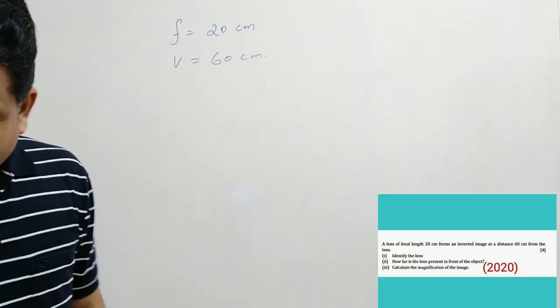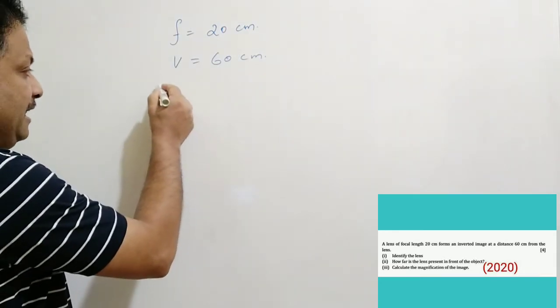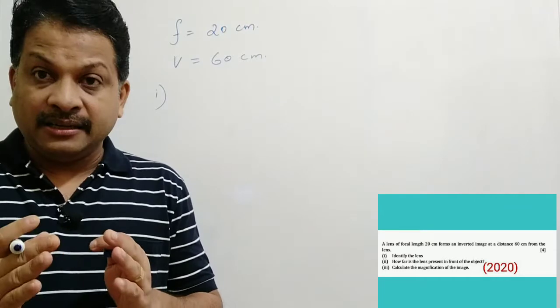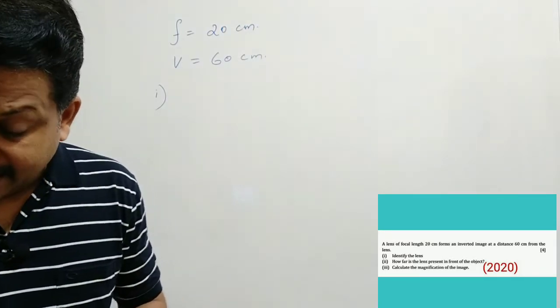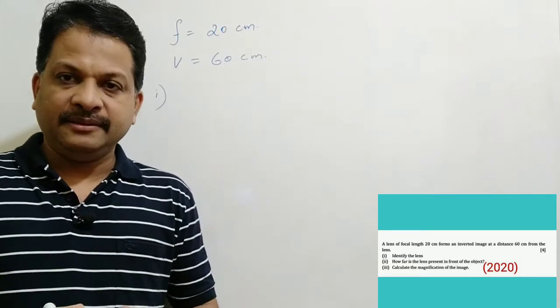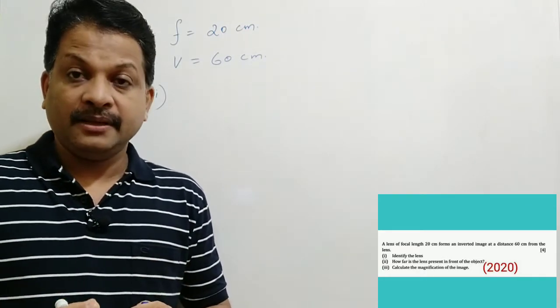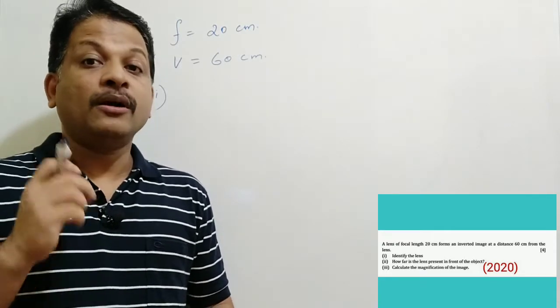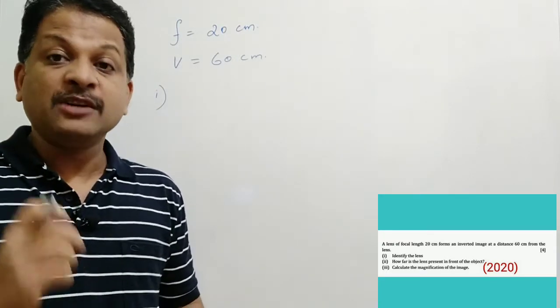The first part of the question is identify the lens. So the answer is there in the question itself. The hint is given. The lens forms an inverted image. Since the image is inverted, what type of lens will it be? The nature of the lens will always be convex, because only a convex lens can form an inverted image.